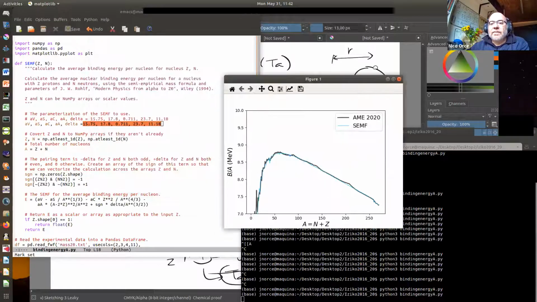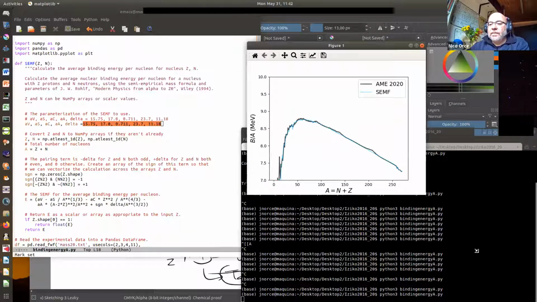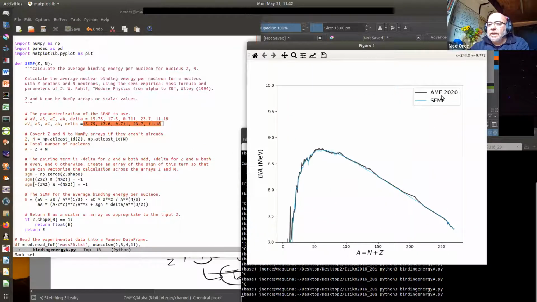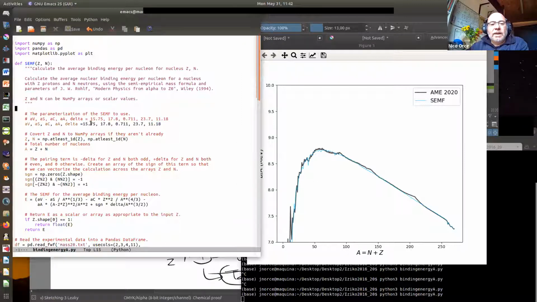This is the binding energy curve, and this is the data, taking all the atomic masses from the 2020 atomic mass evaluation. And you can see that with these parameters, the semi-empirical mass formula fits very nicely the black curve, which is the data. These are basically the data points.